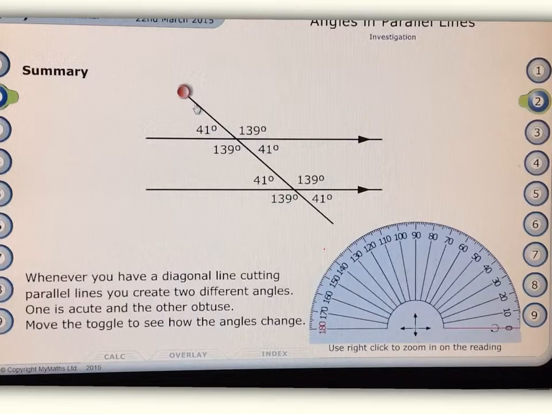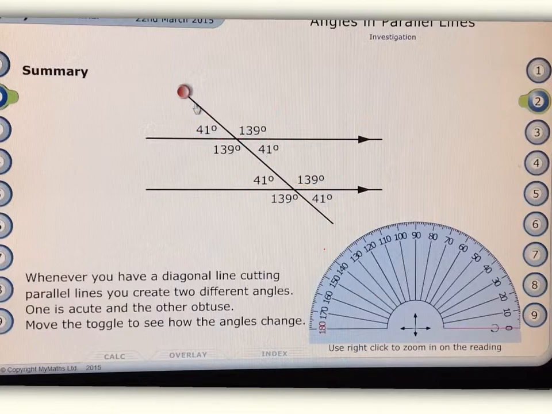So if you notice, on the top of the first parallel line is 139 degrees, and on top of the second parallel line it's also 139 degrees. Likewise, because that is an obtuse angle on the opposite side of the bisect line, it's 41 degrees on top of the parallel line, and it's also 41 degrees on top of the parallel line beneath it.